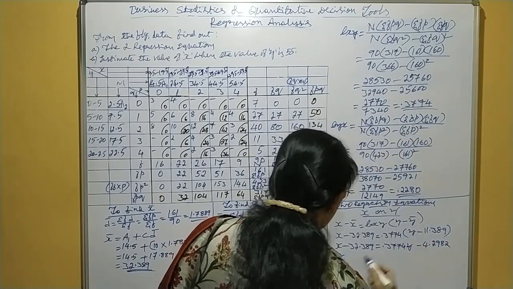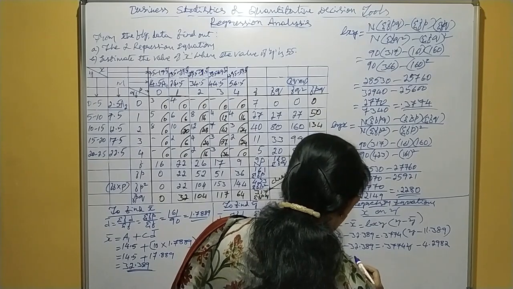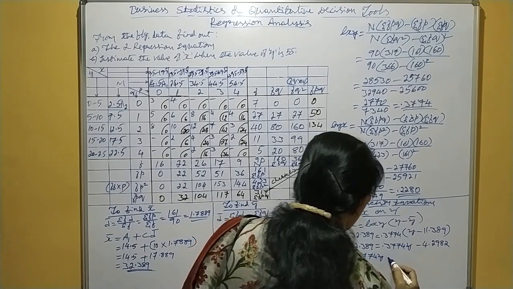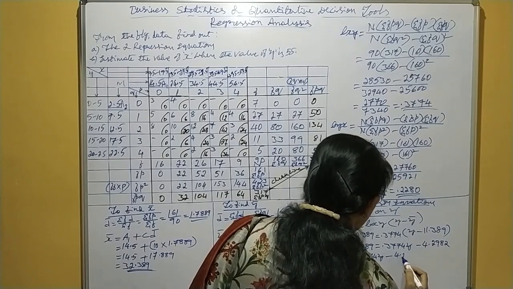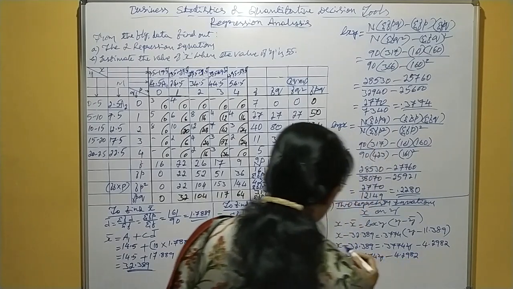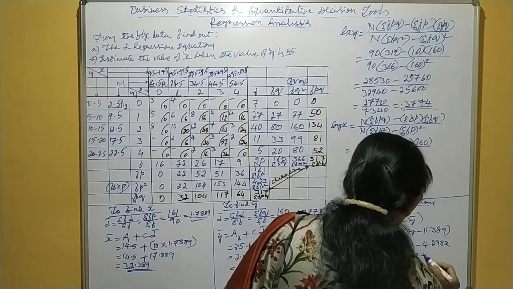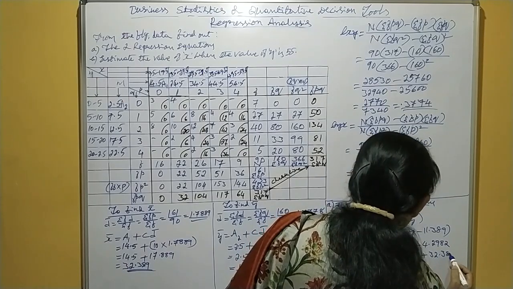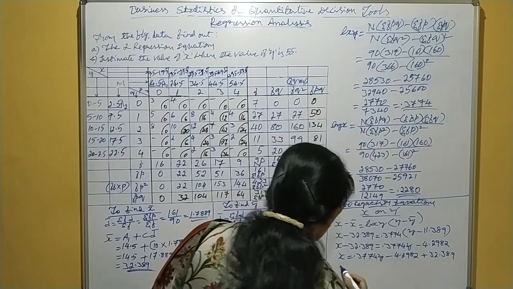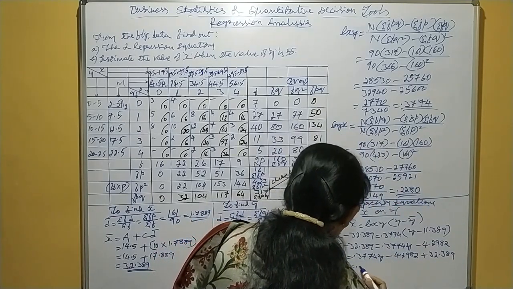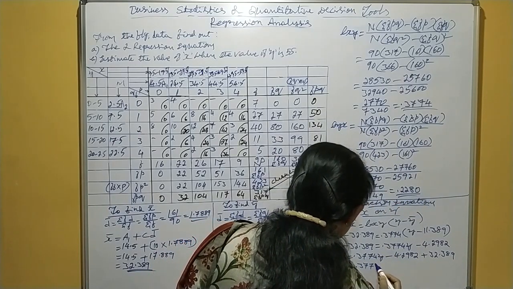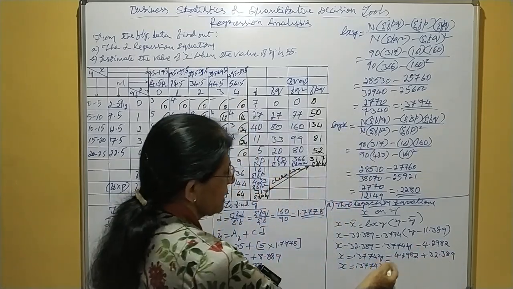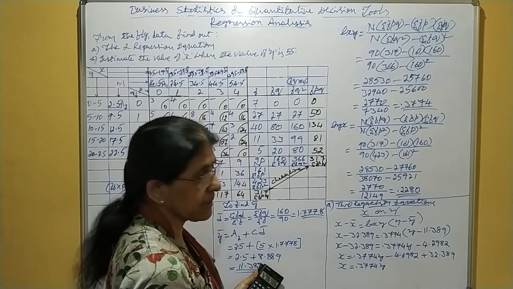Now shift this one to the right side. X equals 0.3774y minus 4.2982. This minus will become plus 32.389. Now x equals 0.3774y. Here one is with a minus sign and the other one is with a plus sign.